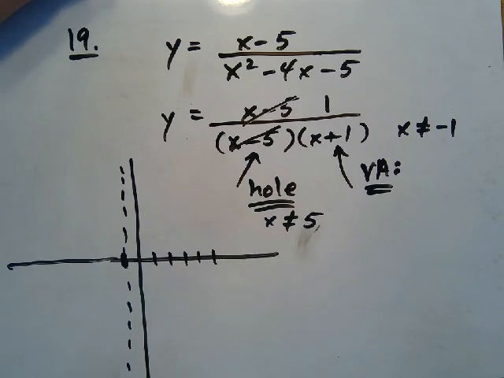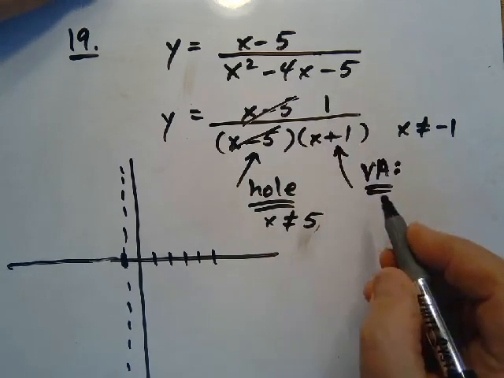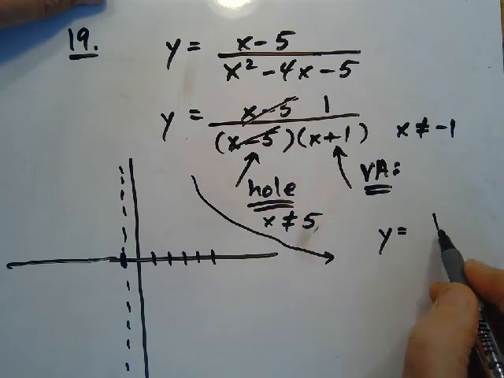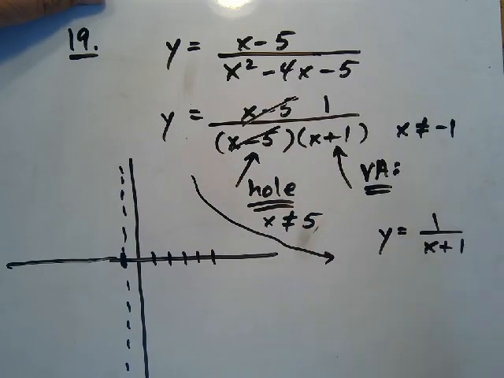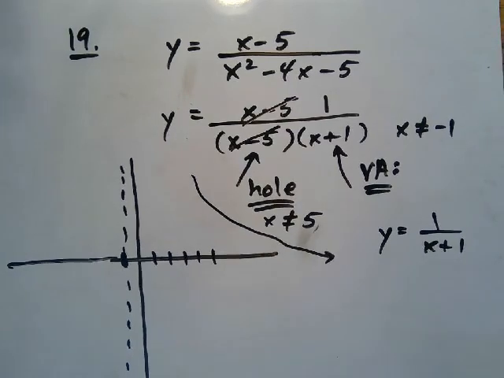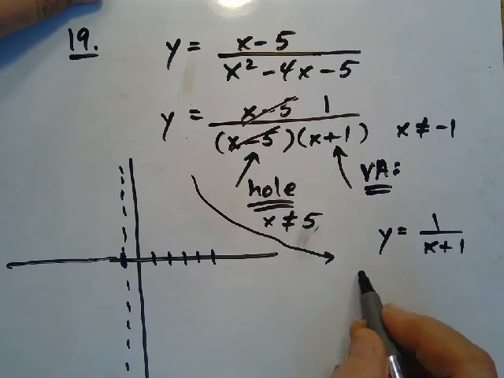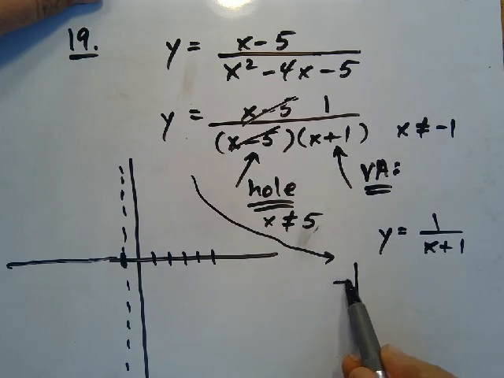Well, in order for us to draw that hole in, we're going to have to graph this thing. And I'm going to do that here. I end up with a function. When I end up simplifying this, my function is y equals 1 over x plus 1. And I can graph that pretty readily. Number 19, they didn't ask you to graph it, but I'm going to do it here anyway. And we're going to make a little table just to see what's going on, okay?